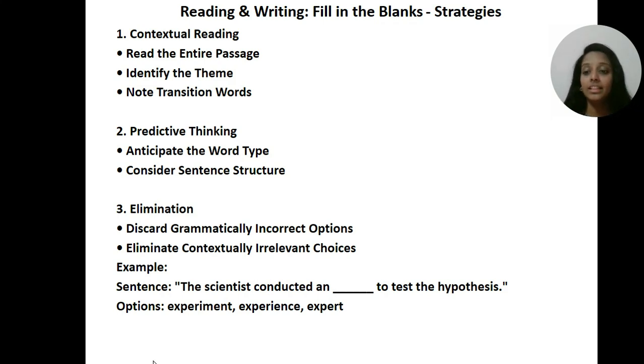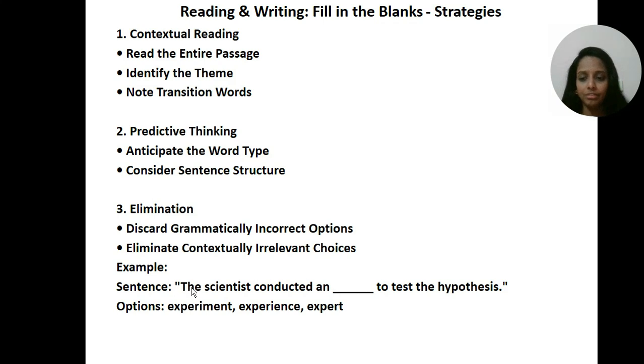fits in. And the next one is elimination. Yes, you need to use the process of elimination in order to narrow down your choices. So discard grammatically incorrect options. Remove the words that don't fit the sentence structure and eliminate contextually irrelevant choices. So try to exclude the words that don't make sense in the given context. For instance, in a sentence about cooking, words related to engineering would be irrelevant, right? So try to exclude those words.